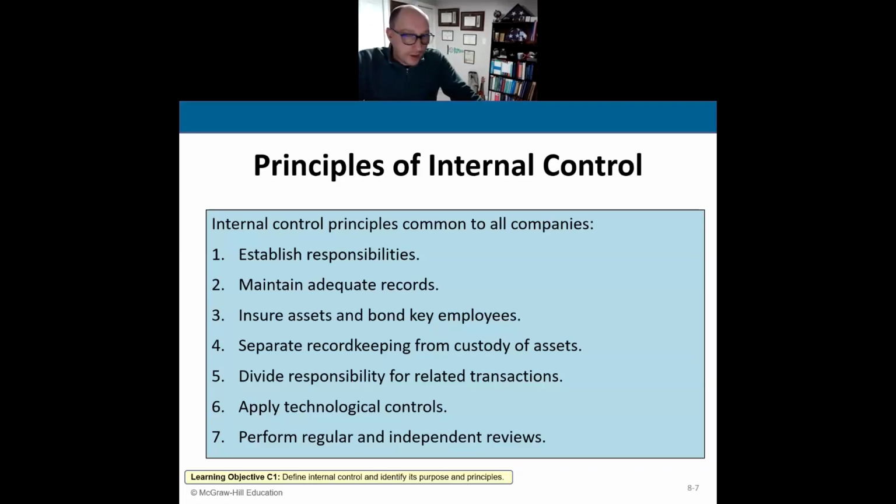Number 6, apply technological controls, obviously. This is like punching in and out on the time clock. That's a part of it, technological controls. The register, technological controls. Security cameras, technological controls, you see.